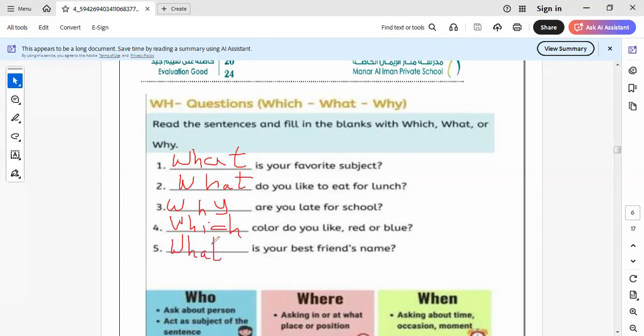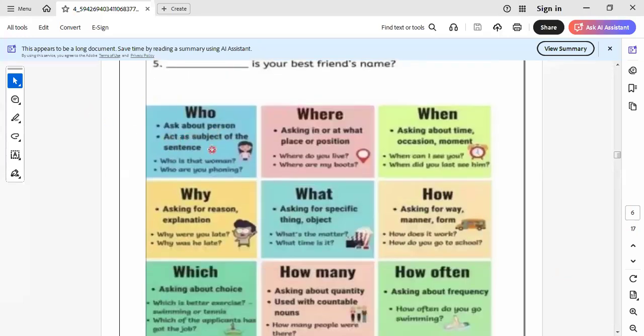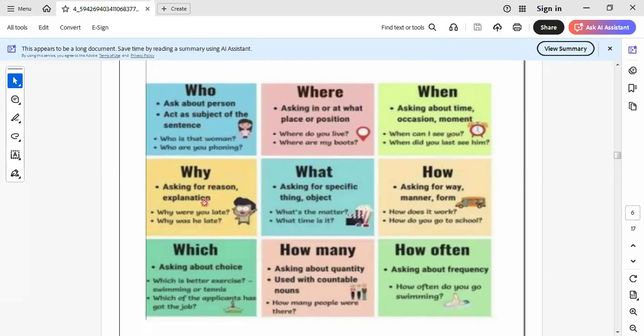What's your best friend? So here I ask about the best friend. Let's continue the rest of the review today. So here we ask about who, to ask about subject person; where, to ask about place; when, to ask about time; why, to ask about reason; what, to ask about something; how, to ask about way or manner.